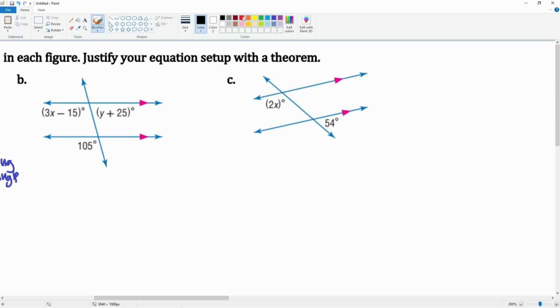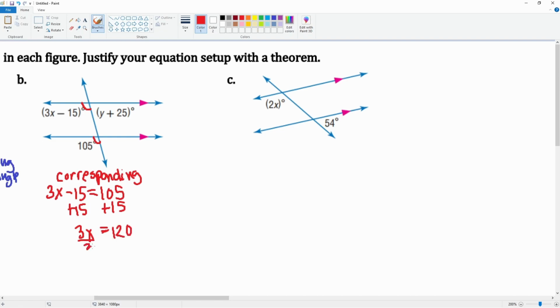All right. Well, we can get this angle here, this angle, and this angle. So 3x minus 15 is equal to 105 because these are corresponding angles. Let's add 15 to both sides. 3x is equal to 105 plus 15. That's 120. Divide by 3, divide by 3. x is equal to 40.